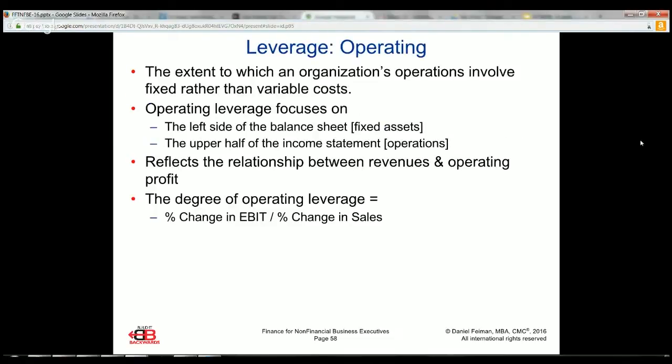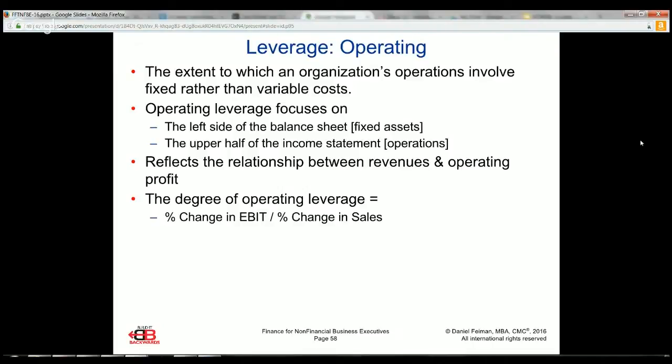The definition of leverage is using fixed costs in an attempt to magnify profits. We're going to look at three different forms of leverage. We'll start with operating leverage. Operating leverage basically looks at the asset side of the organization. It says, what fixed operating costs do we have rather than variable costs? What fixed costs do we have, or are we increasing, in an attempt to magnify profits?